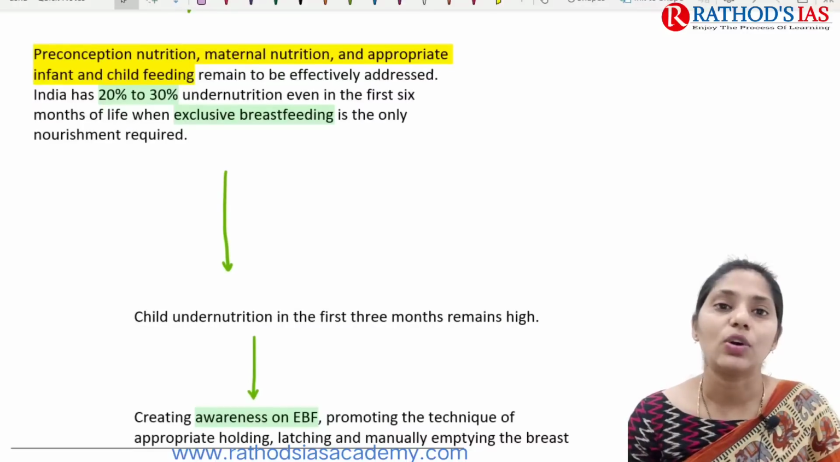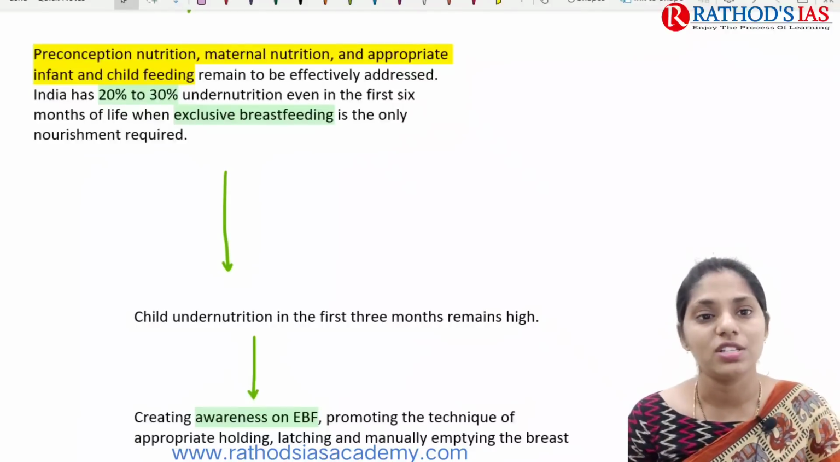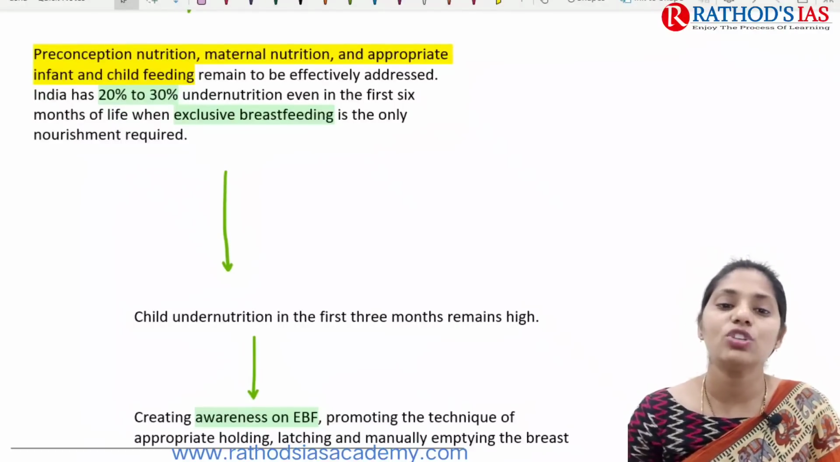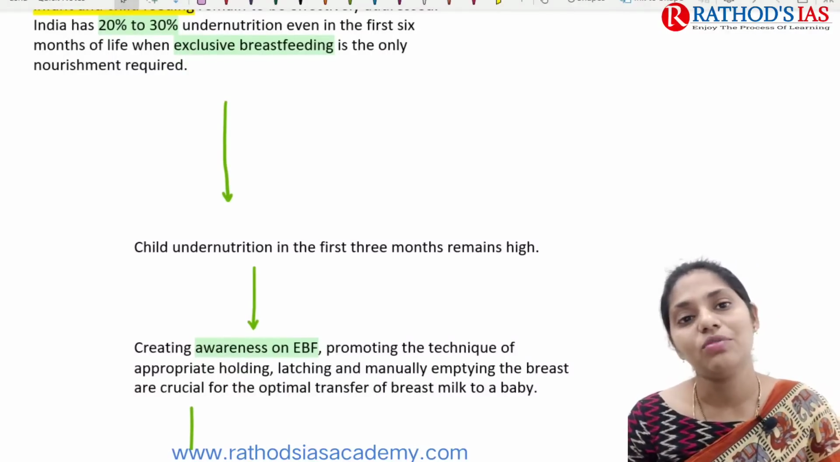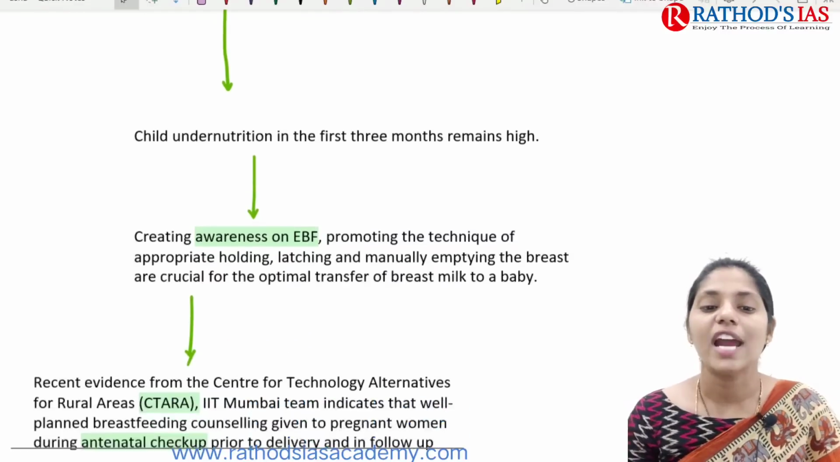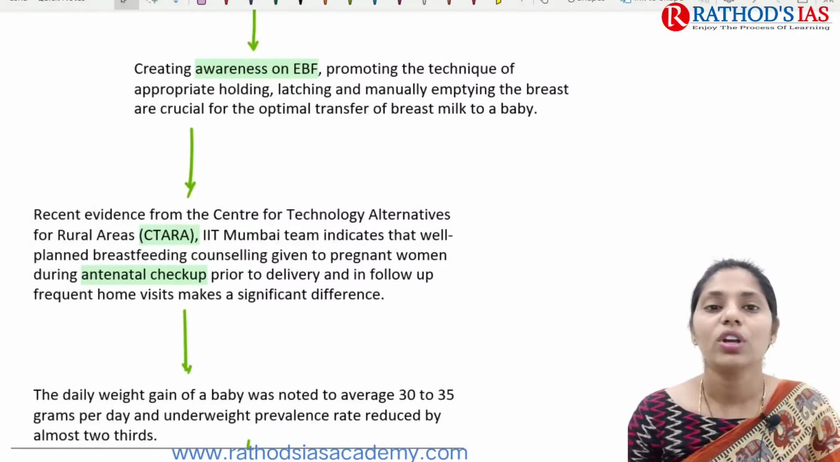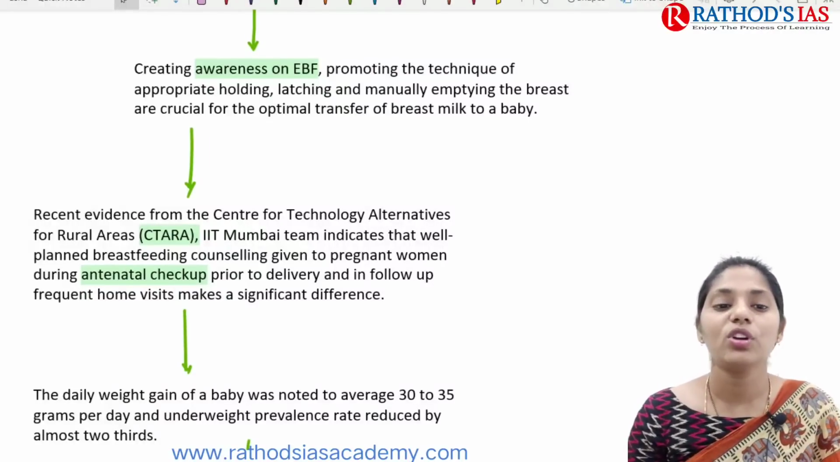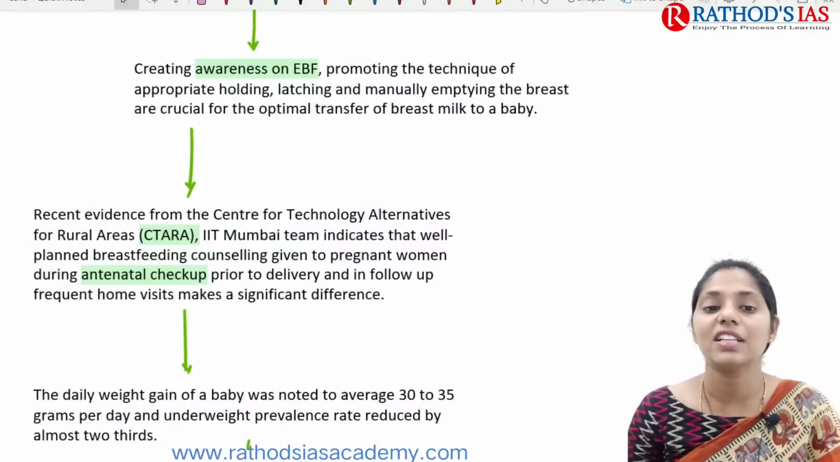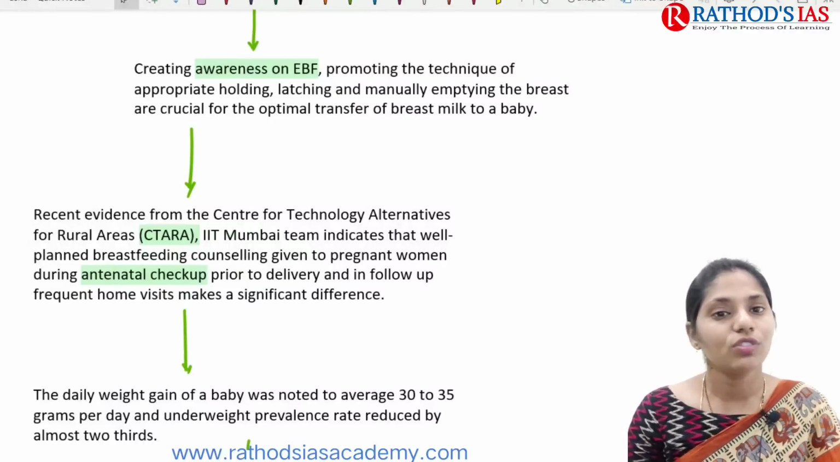So here one important cause of concern is nutrition, maternal nutrition, and appropriate infant and child feeding. They ought to be addressed properly. In India, about 20 to 30% of undernutrition is seen even in the first 6 months. So at that time we need to focus on exclusive breastfeeding. Child undernutrition remains high in the first 3 months. Especially at that time we need to focus on creating awareness regarding early breastfeeding, and promoting techniques of holding, latching, and manually emptying the breast. They are crucial for the optimal transfer of the best milk to the baby. So we need to focus on that.